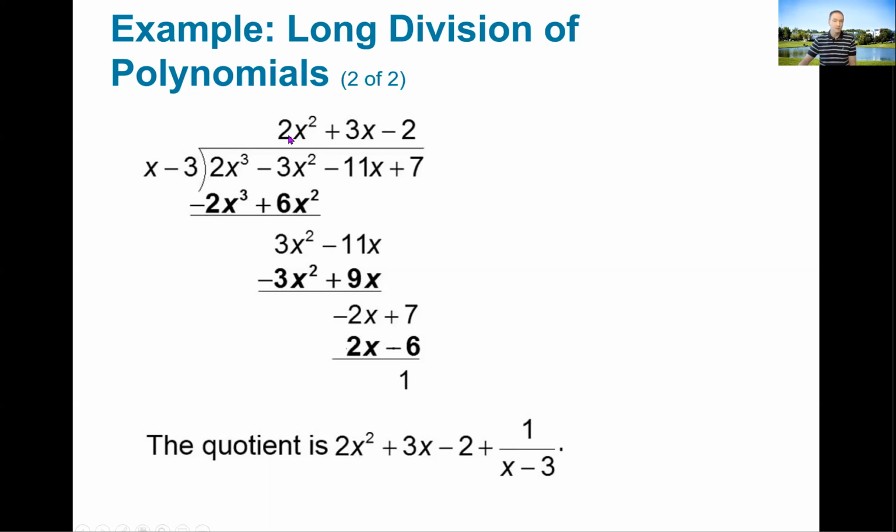is equal to 2x squared plus 3x minus 2, and then plus the remainder 1 that's still divided by your divisor, x minus 3. Final answer there.